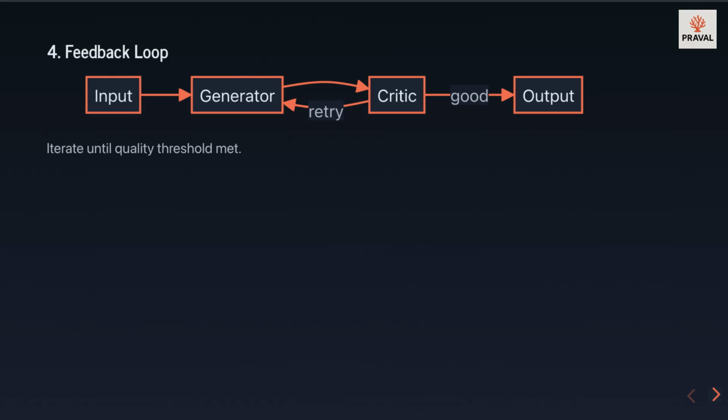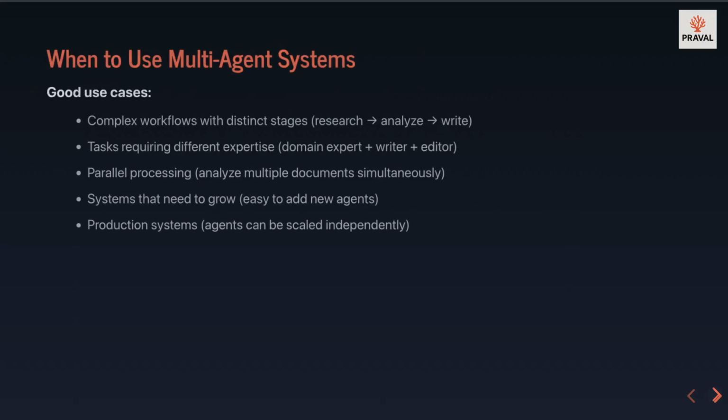So when should you use multi-agent systems? They shine with complex workflows that have distinct stages, like research, then analyze, then write. They're great when different expertise is needed, like having a domain expert, a writer, and an editor. Parallel processing becomes natural. Adding new capabilities is easy, just add a new agent. And in production, you can scale agents independently.